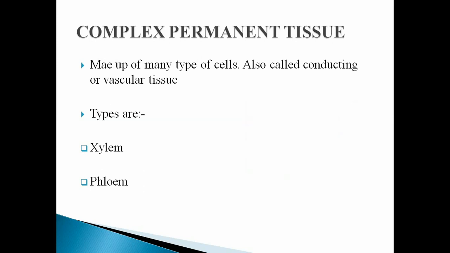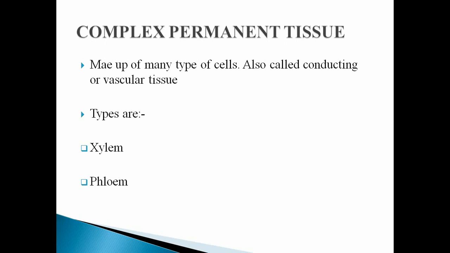Next we come to complex permanent tissue, another type of permanent tissue. Now complex permanent tissue is made up of many types of cells. It is also called conducting or vascular tissue. Types are xylem and phloem.